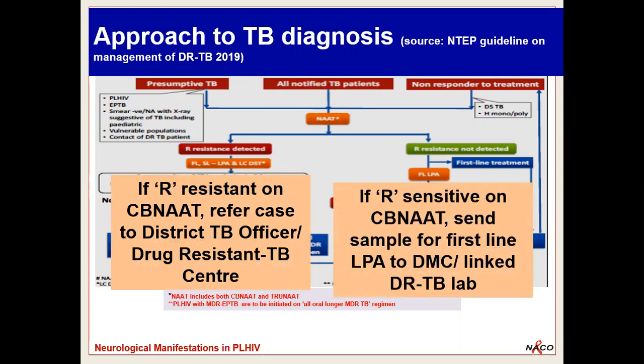So, we talked about how CBNAAT can pick up rifampicin resistance, right? If you have rifampicin resistance, what you don't know is whether the patient also has H resistance. So rifampicin is there, but you don't know whether isoniazid is also resistant. If it is resistant anyway, you have to refer the case, and there are typical PMDT guidelines on how to manage these cases. I'm not going to go into the details of that. It's not possible here. And if it is R sensitive, then you also send the sample for first-line testing, because, as I mentioned before, it only picks up rifampicin resistance.